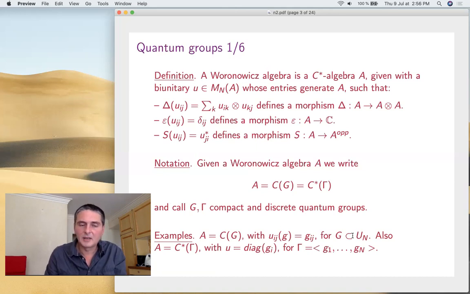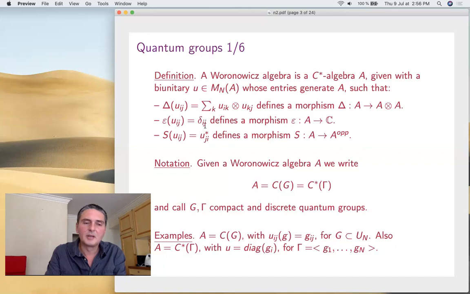Now, there is also a second class of examples, which is dual somehow to this. If you take a finitely generated group gamma, generated by g1, ..., gn, C star of gamma with the matrix formed by the g_i, the generators, on the diagonal. So let's see, are the axioms satisfied? This C star algebra has a diagonal matrix made of unitaries, so the entries are unitary and generate, of course. And delta, you see here is diagonal, so this formula just means that delta of g_i is g_i tensor g_i. Yeah, of course it works, you have such a representation.